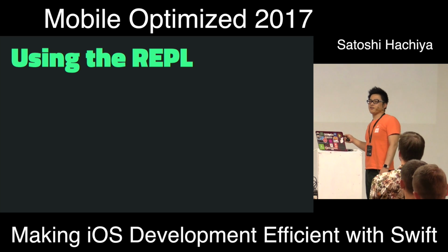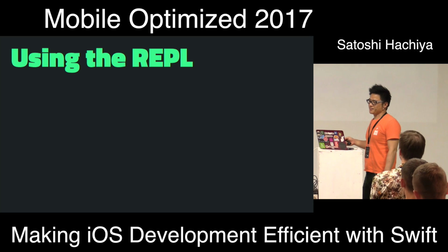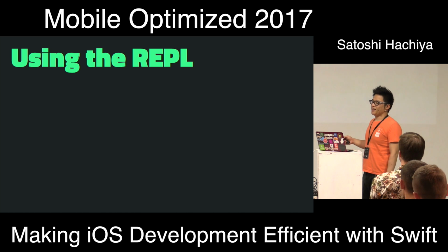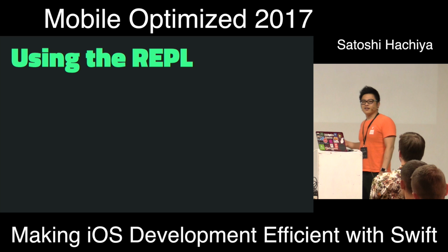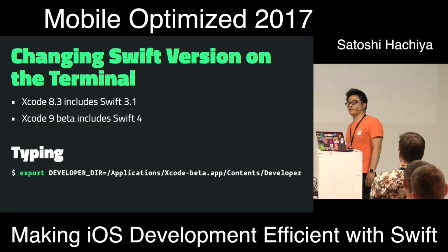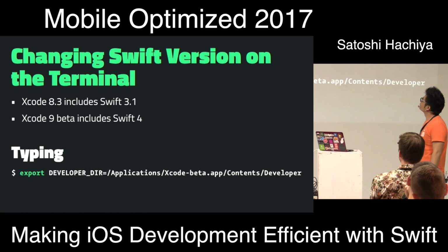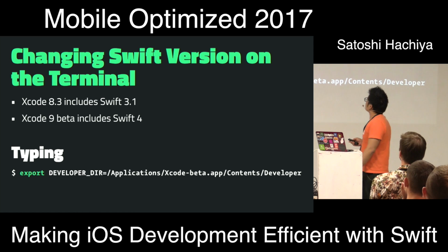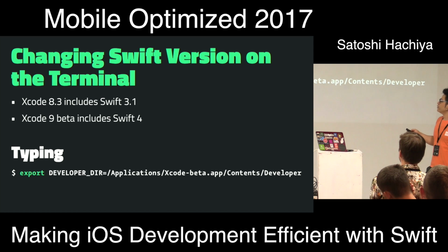First, I tried to use Swift without Xcode, but I couldn't run Swift code without Xcode. So anyway, I use the REPL with Xcode. If you are an iOS developer and you have Xcode 9 beta, you can use both Swift 4 and Swift 3.1. Xcode 8.3 includes Swift 3.1, and Xcode 9 beta includes Swift 4.